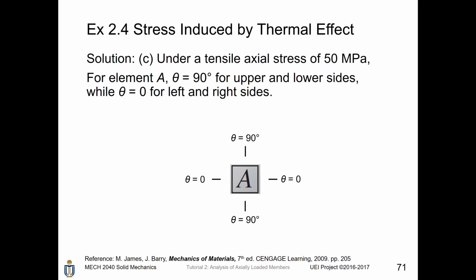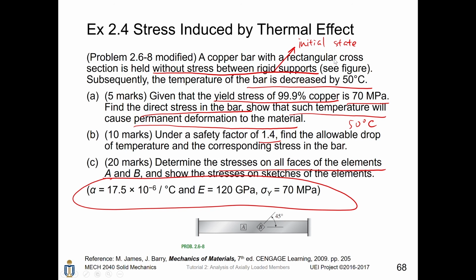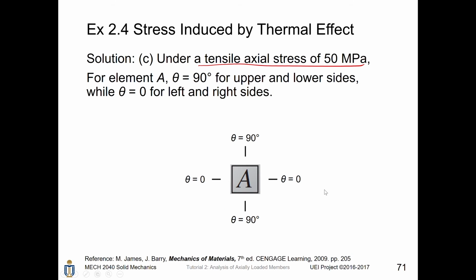Now we are going to sketch the stresses of some stress elements inside this bar. Under a tensile axial stress of 50 million pascals, for element A, as we can see in the problem, element A is not inclined, it is a very normal element, which is standing very well here. We identify the angle, theta, for each surface. For vertical surfaces, theta equals 0. For horizontal surfaces, theta equals 90 degrees.